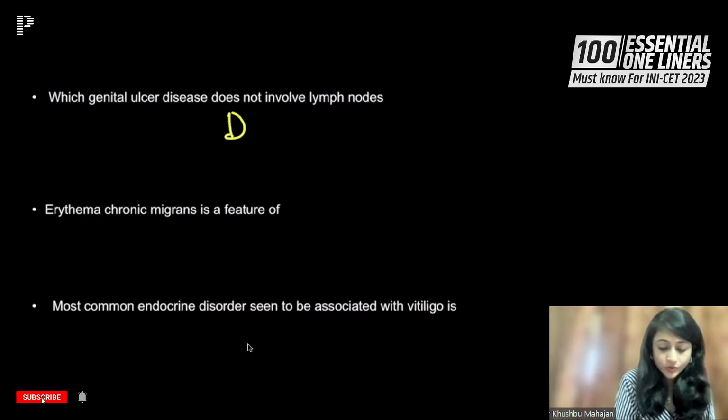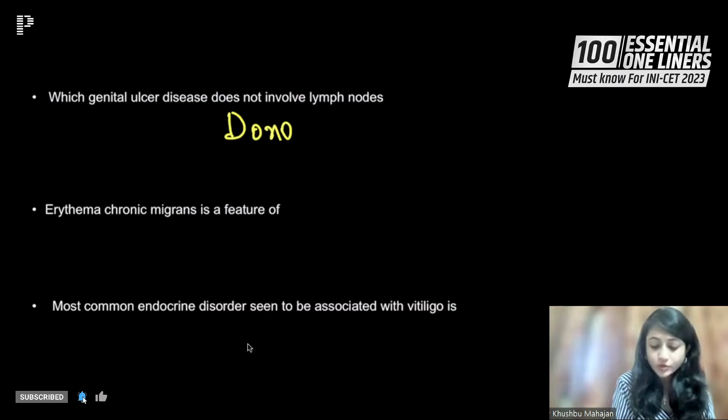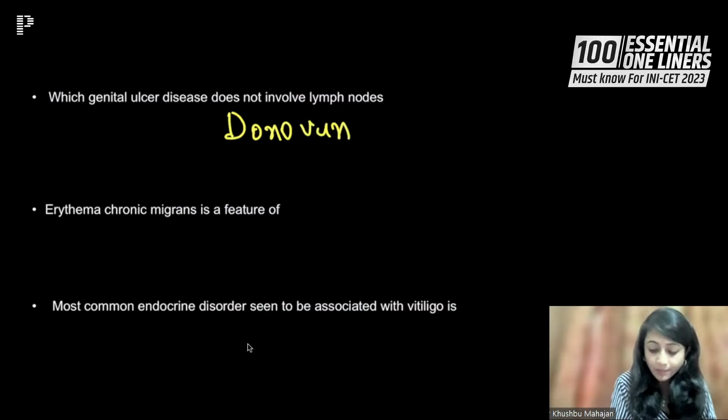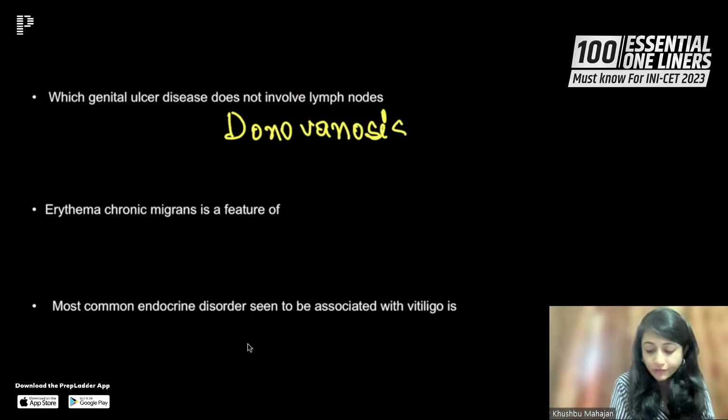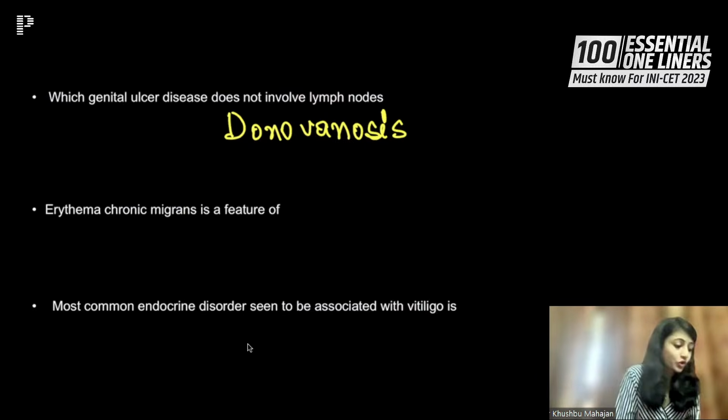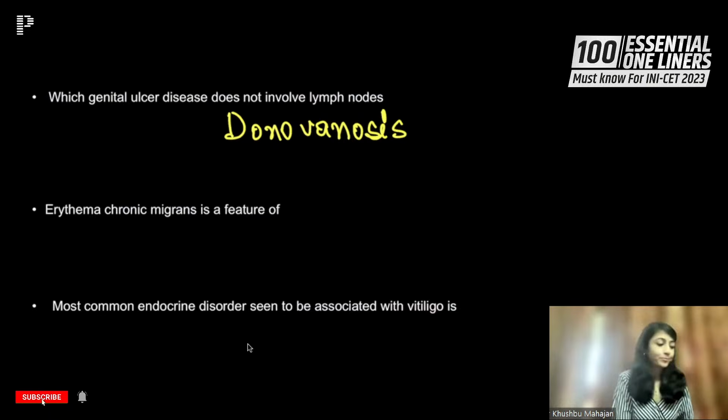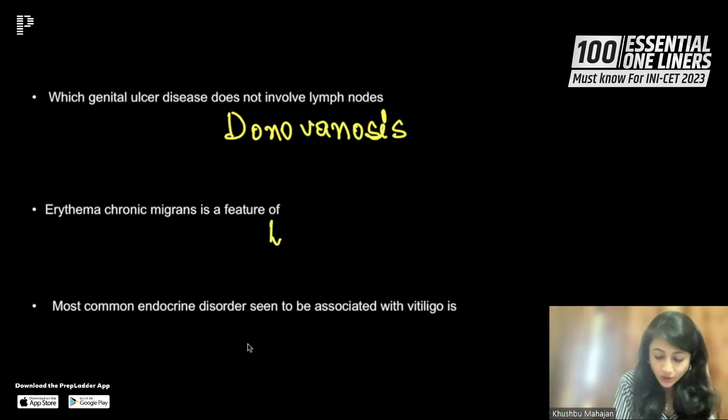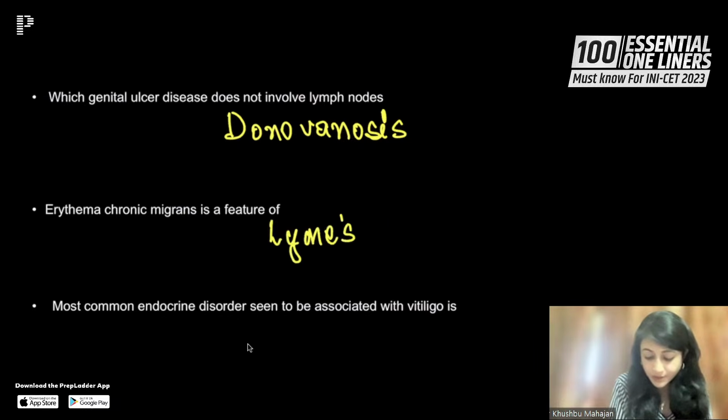Absolutely right, donovanosis. You see pseudobubos in donovanosis, which is development of lesions of donovanosis on lymph node, but per se, there are no lymph nodes which are involved in donovanosis. Now, next question. Erythema chronicum migrans is a feature of what? Absolutely right, Sam. This is the one which you see with Lyme's disease. It is a cutaneous feature of Lyme's disease.